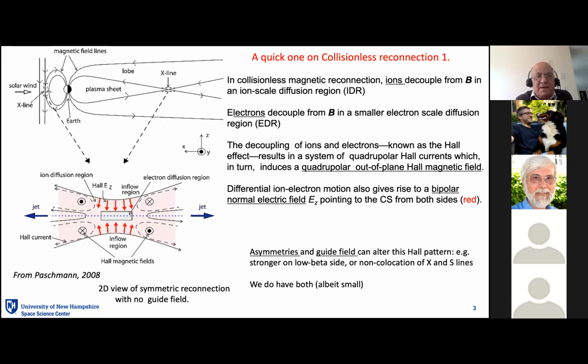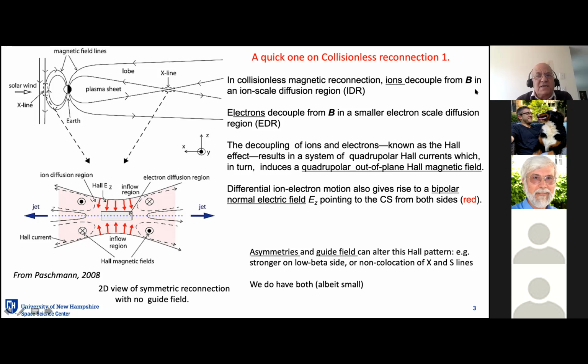This is a diagram from Pashman 2008. Of course, in the magnetosphere, we have typically three, but they show two here: reconnection at the dayside, and reconnection in the tail. We are speaking particularly of the tail today. And this is the 2D view of symmetric reconnection.